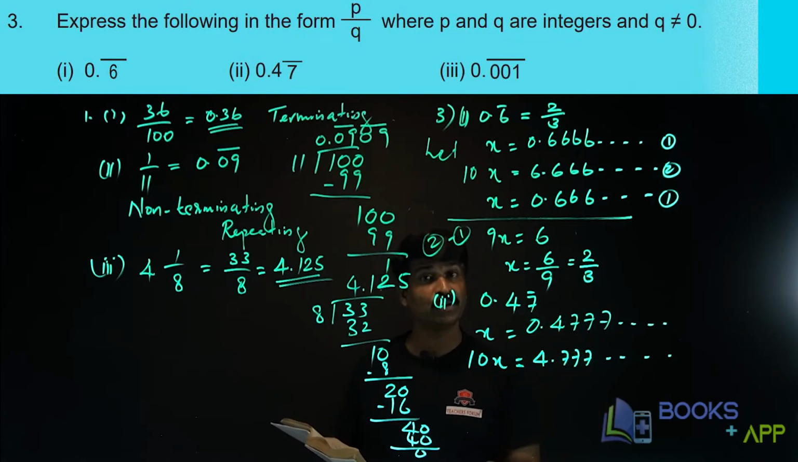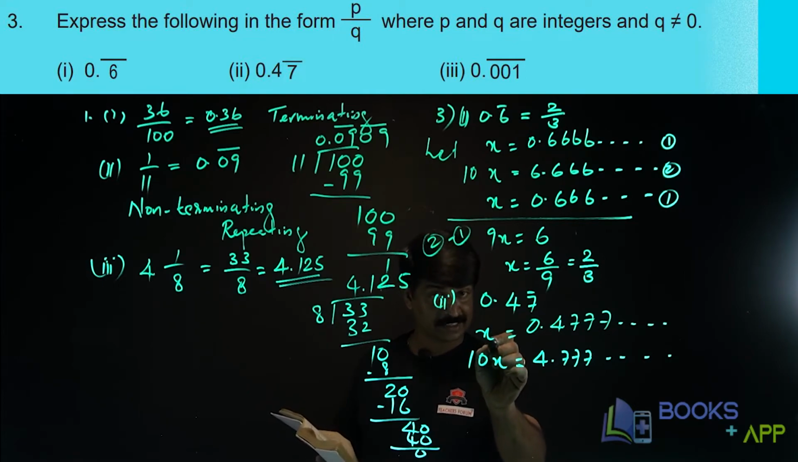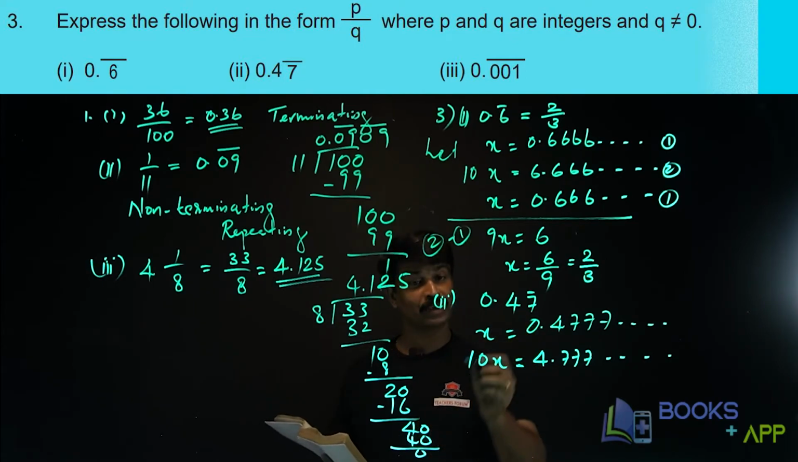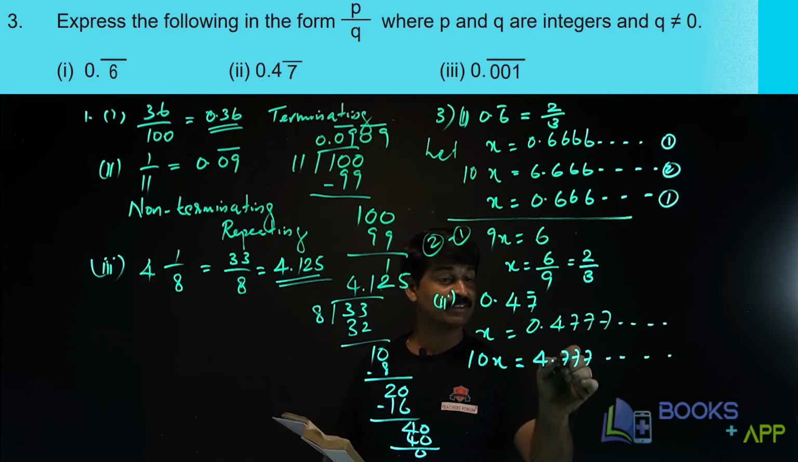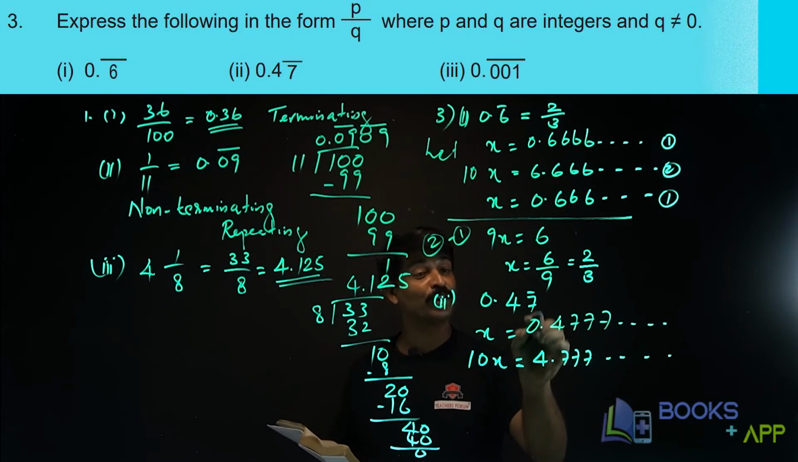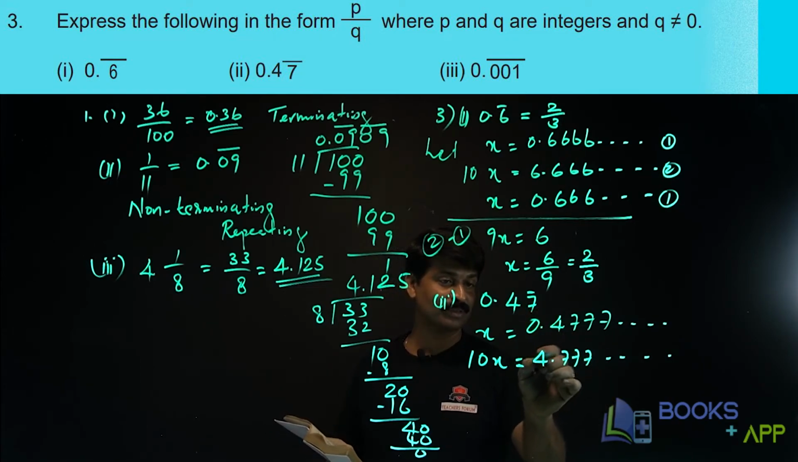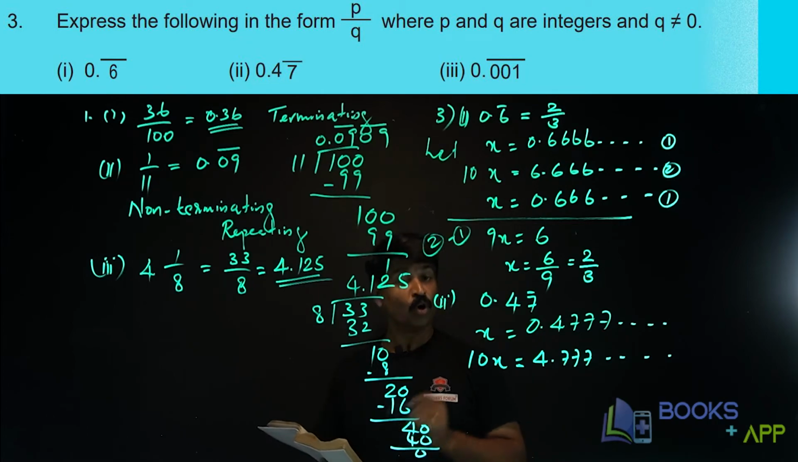If you want, what we can do? You can subtract x value from 10x. So you get 10x minus x, that is 9x is equal to 4.777 minus 0.4777, that is equal to what? 4.3 you get.